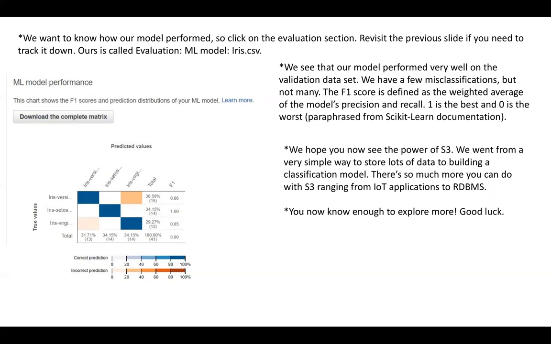The F1 score is defined as the weighted average of the model's precision and recall. 1 is the best and 0 is the worst. This is paraphrased a bit from the sklearn documentation.